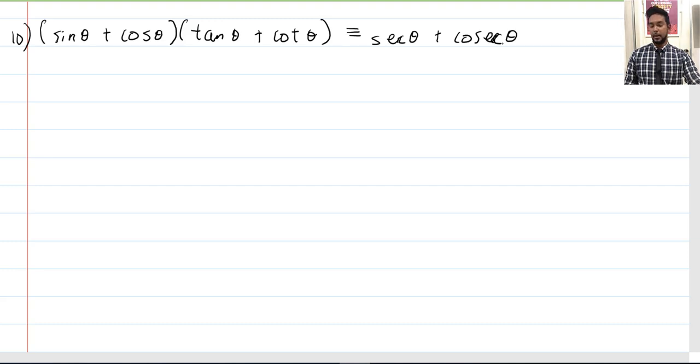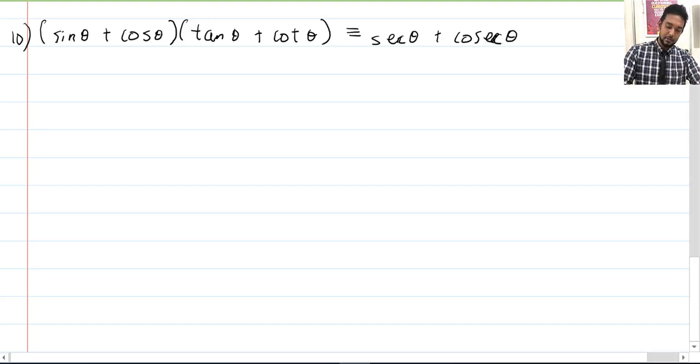Well, I have an idea. Sine theta plus cos theta, currently we can't do much with that. But tan theta plus cot theta, we could actually modify that a little bit. Why? What is tan theta? Sine over cos. And what is cot theta? Cos over sine. Right. So let's try this. Normally I would expand it using distributive law, to be honest, right? But let's just consider this one first.